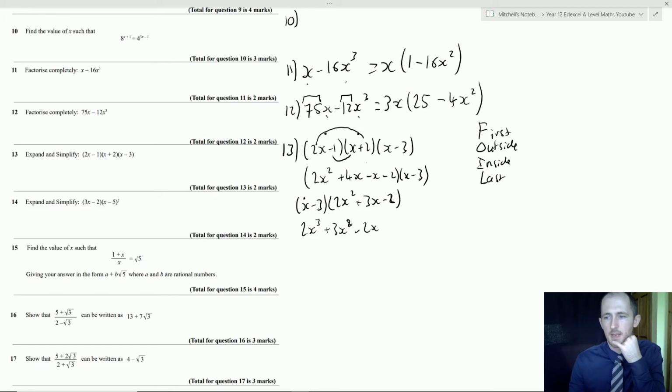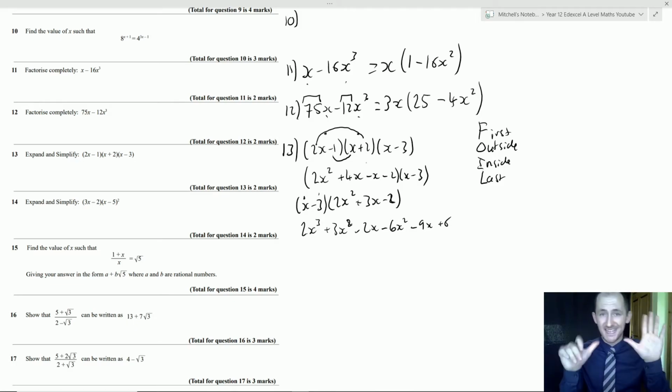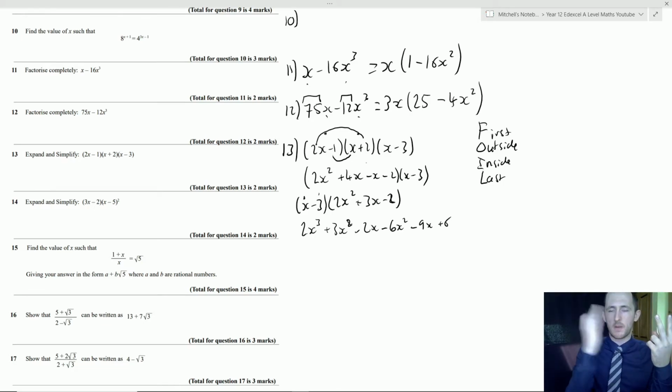Okay. Minus 3 times 2x squared gives me minus 6x squared for this one. And then minus 3 times 3x gives me minus 9x. Minus 3 times minus 2 gives me plus 6. Okay. So to know if you've done this correctly or not, we have 2 things in this bracket and 3 in the second. So we should have 6 terms in total, because we have 2 terms that are multiplied by 3 other terms in the bracket.